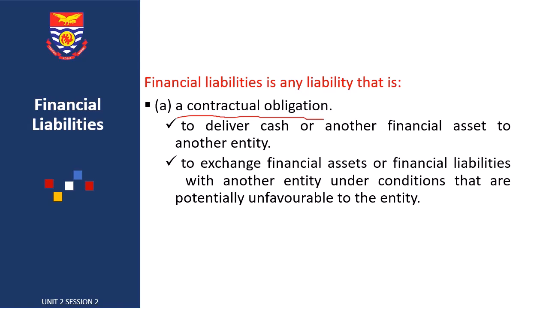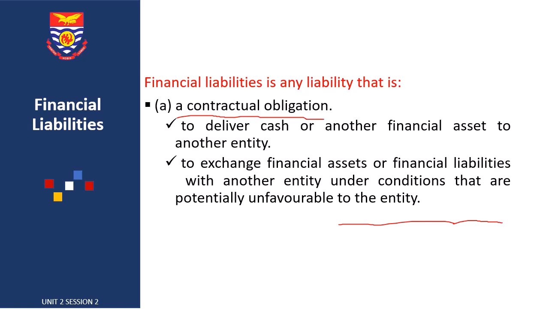So you have the contractual obligation to deliver cash or another financial asset to another entity, or you have a contractual obligation to exchange financial assets or financial liabilities with another entity under conditions that are potentially unfavorable to the entity. So we look at potentially favorable under asset, but when it comes to financial liability, the exchange that you are doing, the contractual obligation will be potentially unfavorable to you.